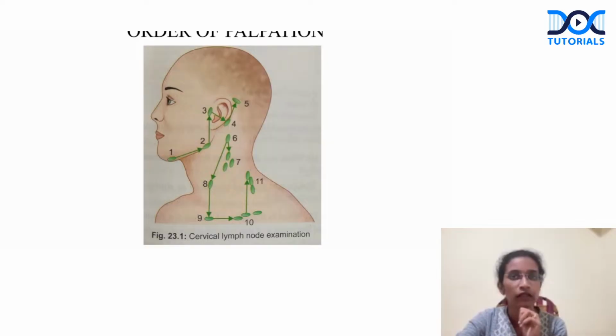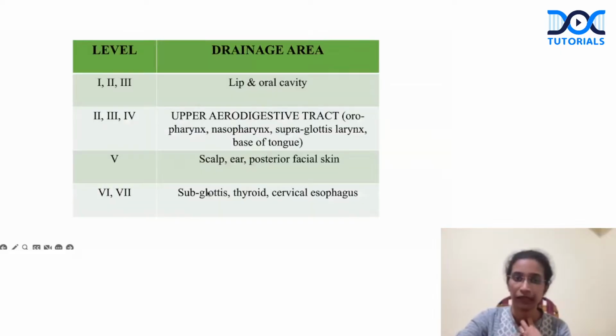So start with submental, go laterally to submandibular, then preauricular to complete the face, then postauricular, and complete the scalp and head and neck region, and then come back to the lower neck, central compartment, and the lower neck region.